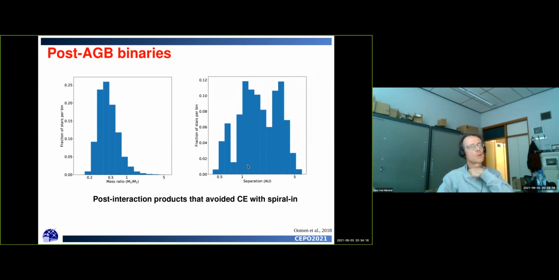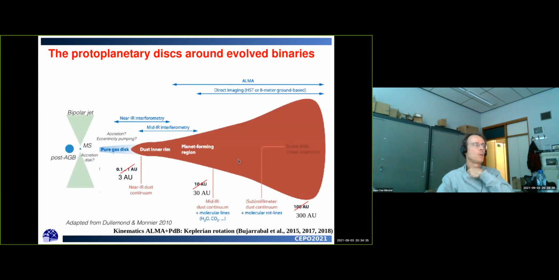And here, most important, is of course the separation. This is the total separation, so it's A1 plus A2, and you have a distribution which is again indicative. You can't put an AGB star in that, so they must have gone through a phase of very strong binary interaction.